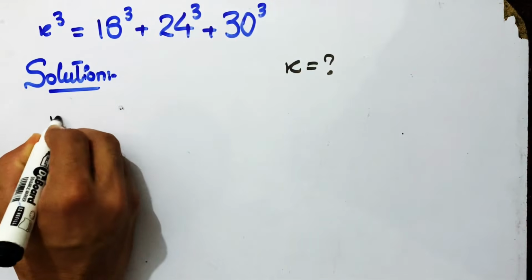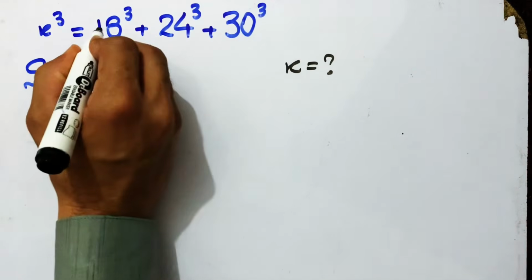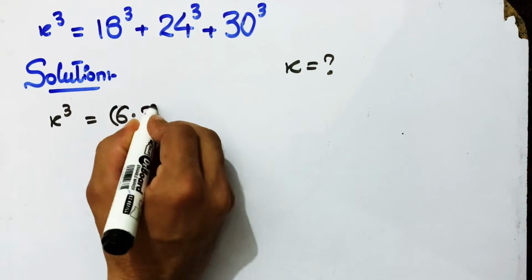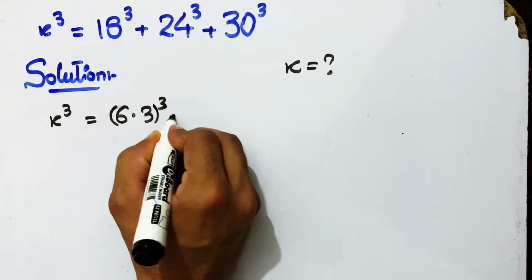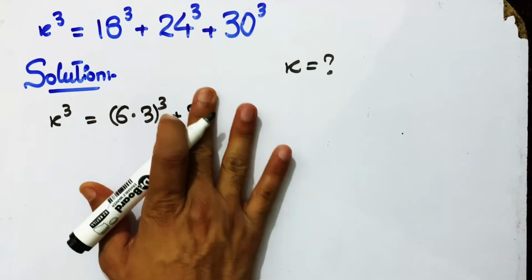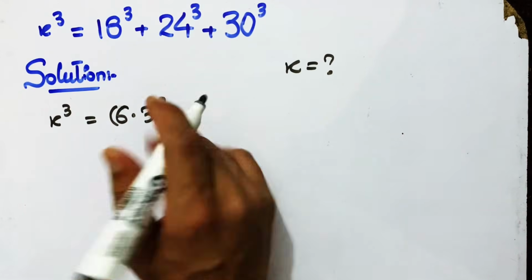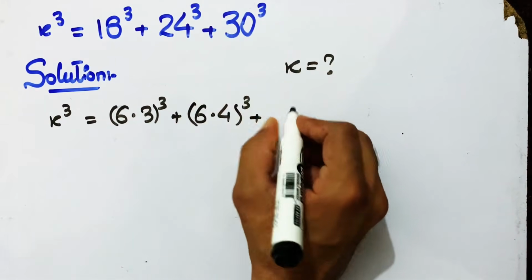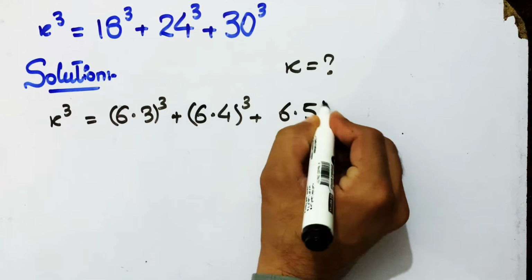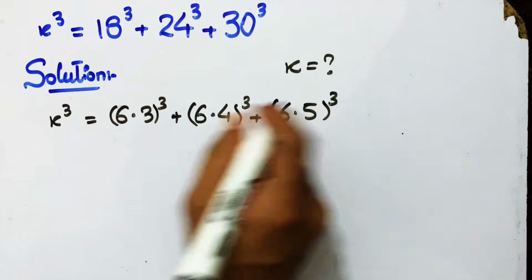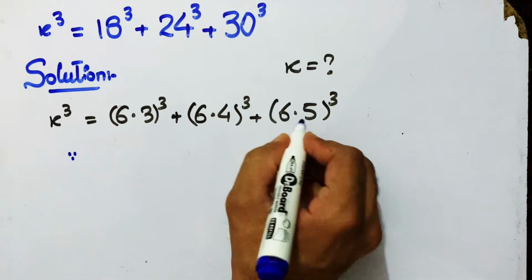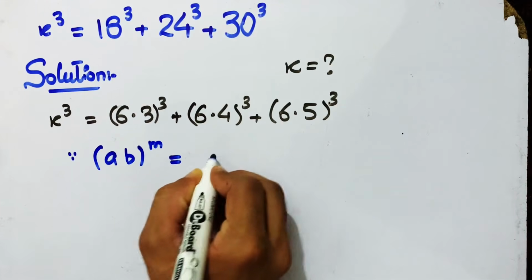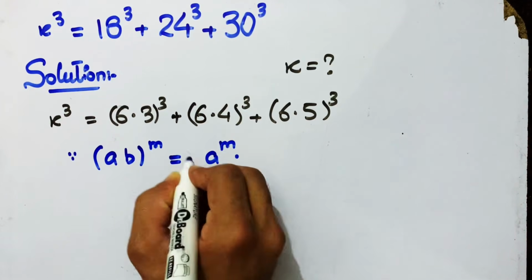As our equation is x cubed equals, 18 can be broken into 6 times 3, so both have cube, plus 24. 24 can be written as 6 times 4, so (6 times 4) cubed, plus 30, which is 6 times 5, cubed. As we saw, if they have different bases and the same power, we can write the power on both bases individually.